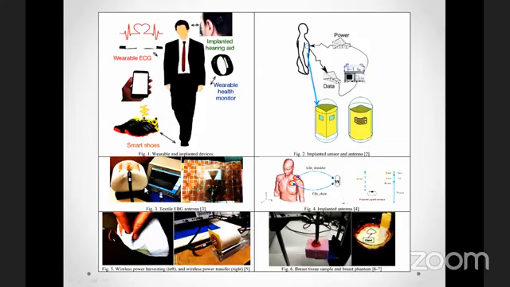This figure 3 describes EBG antenna. Again, figure 4, implantable antenna, and so on.